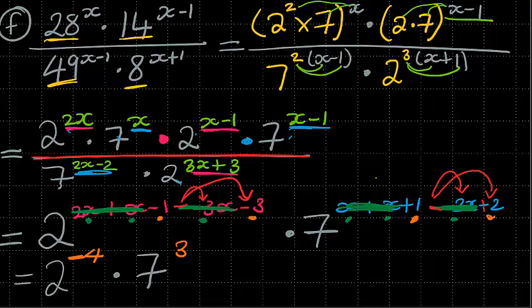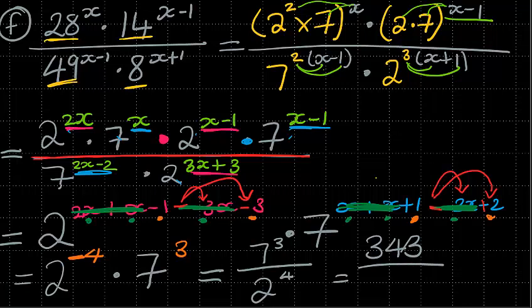So if I write it with positive exponents, I'm going to have 7 to the power of 3 over 2 to the power of 4, which is equal to 343 over 16. So 343 divided by 16, that is as simple as it gets. Yeah, that's as simple as it gets. So that'll be your final answer. Obviously, it's an improper fraction, but we're not looking at that. We were dealing with exponents. So that's question F.